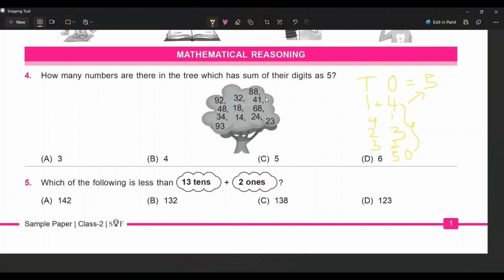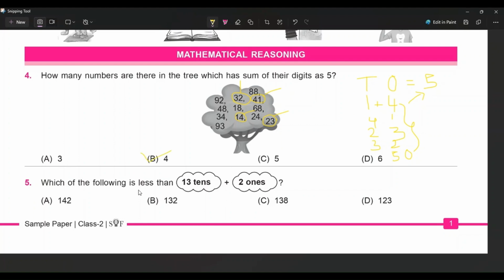So let's check on the tree. 88 no, wrong. 92 no. 32 correct. 41 correct. 48 wrong, 18 wrong, 68 wrong, 34 wrong, 14 correct, 24 wrong, 93 wrong, 23 correct. So how many numbers are there? 1, 2, 3, 4. 4 is our answer. Option A, 3, is wrong. Option B, 4, is the correct answer.